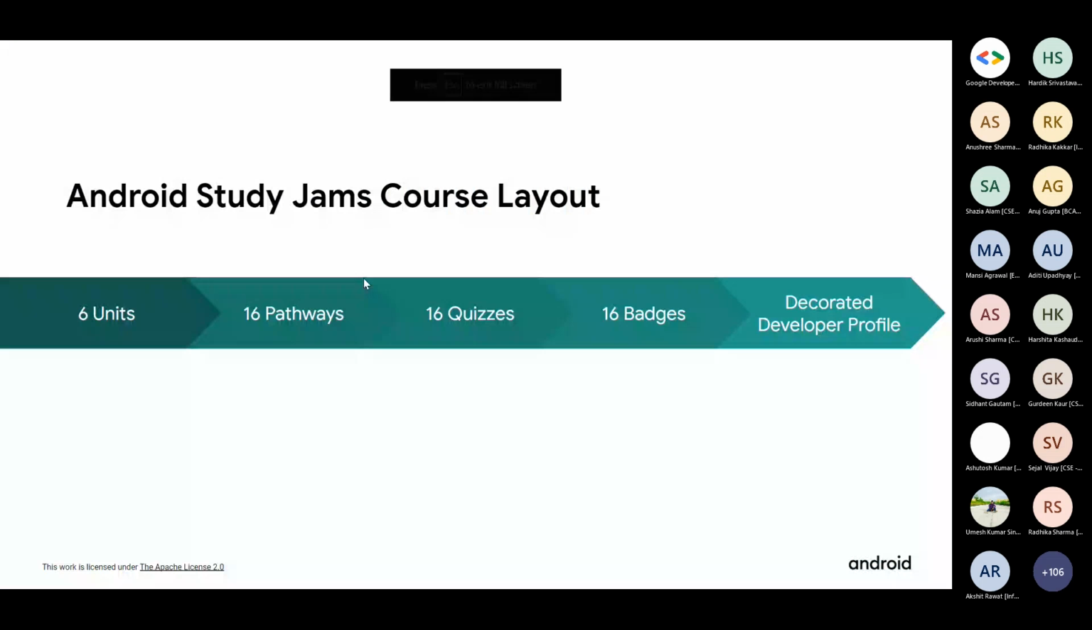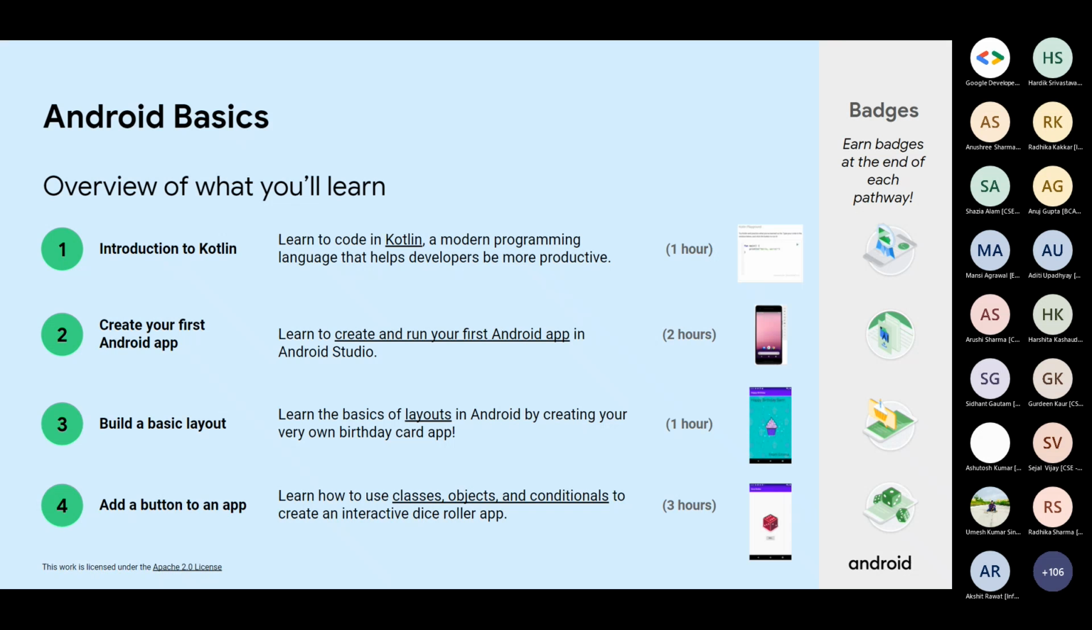Moving further, I would like to talk about the learning journey or the Android Study Jam course layout. There are 6 units in this course and 16 pathways that are each different topics, and you need to complete those pathways by passing the quiz at the end of each pathway with a decent score. Then you will be able to earn the digital badge for that pathway. So here is the overview of what you will learn in this course.